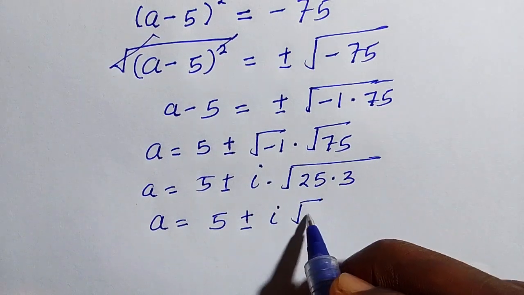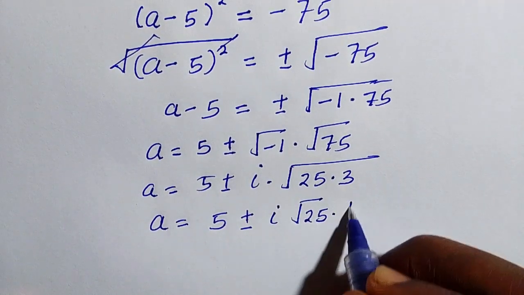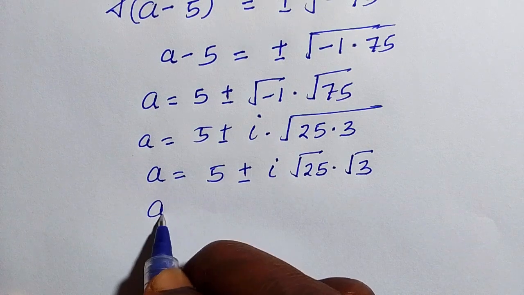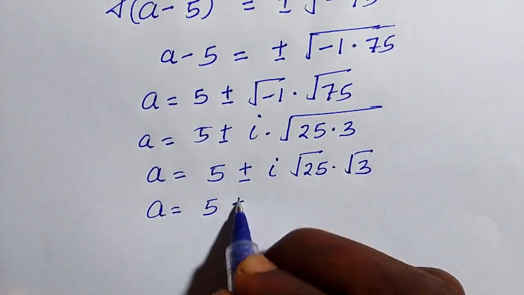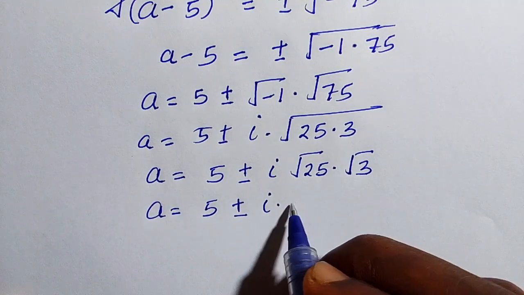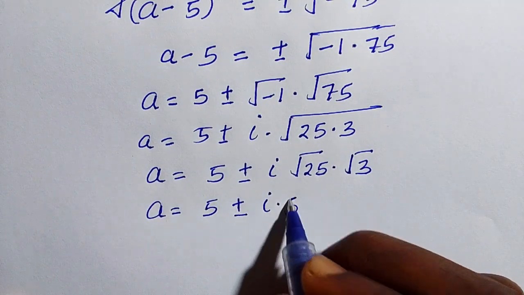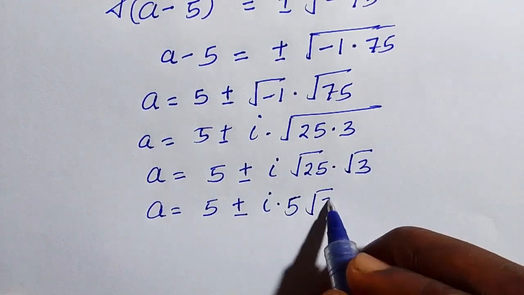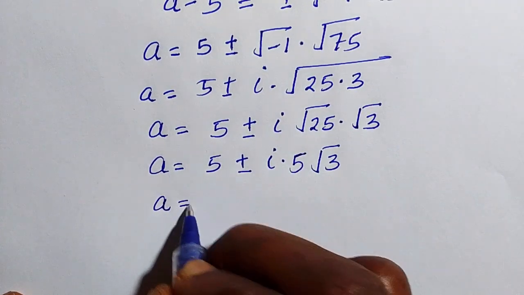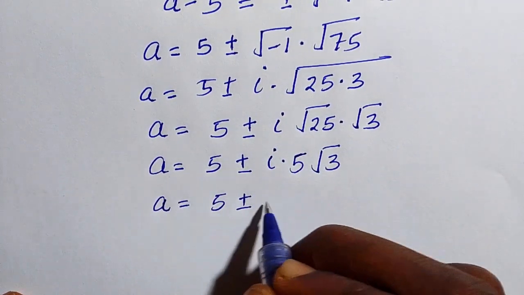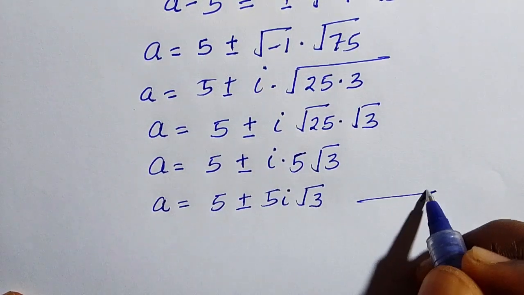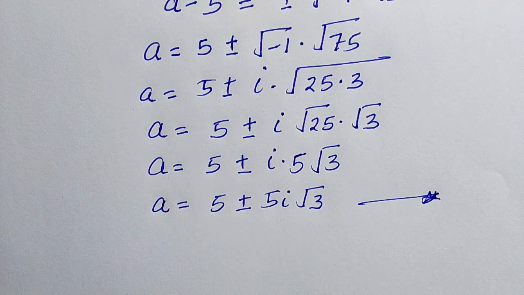Then we separate this as the square root of 25 multiplied by the square root of 3. The square root of 25 is given as 5, multiplied by root 3. So we rewrite this properly as a = 5 plus or minus 5i√3. And here is the solution for the value of a.